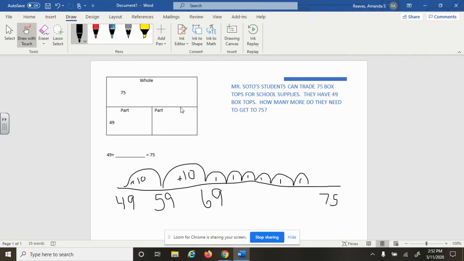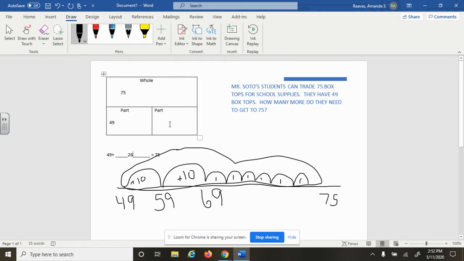We're trying to figure out the part that changed. So we need to look at how we jumped. We need to count this up. We started at 49. We counted 10, 20, 21, 22, 23, 24, 25, 26. And when we counted up 26 more, we got to 75. So we know that our missing part is 26. If I'm at 49 and I count up 26 more, I get to 75. Hopefully that helped you with today's problem and can show you how we're using number lines in class.